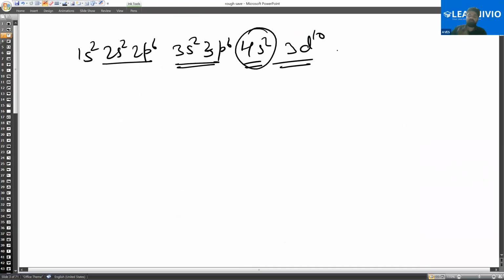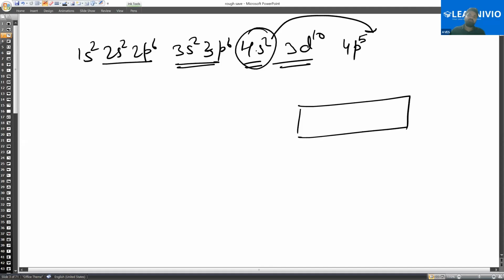Now 4p, how much it will be? Remaining electrons are 5. Yes, so it will be 4p5. Okay, but you know that p can accommodate. लेकिन यहाँ पर फिर अगर हमने इसमें से इलेक्ट्रॉन निकाला, so we have to check whether this electron will jump to this one to make it fourth shell को.